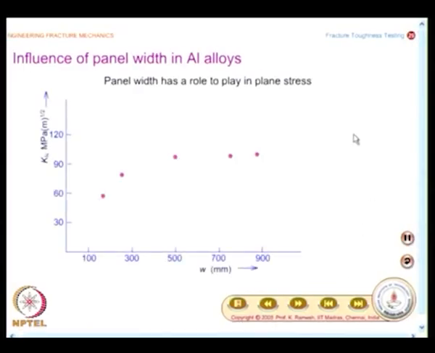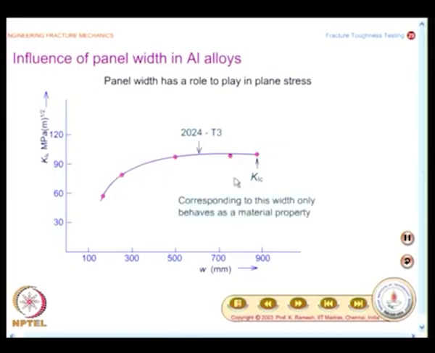And what you will also have to notice is, only for a particular panel width or beyond that, whatever the property you find out as critical stress intensity factor, it stabilizes. I would like you to make a neat sketch of this. So, you have a graph: on the x axis, the width of the panel is mentioned, on the y axis you have the fracture toughness. And what you find is if the width of the panel is increased beyond a particular width, the value of K1C remains constant.